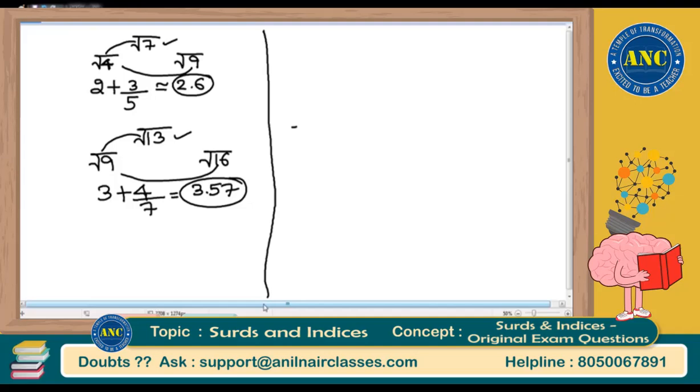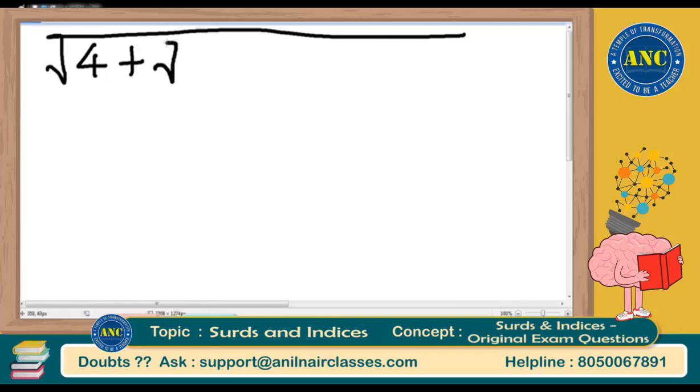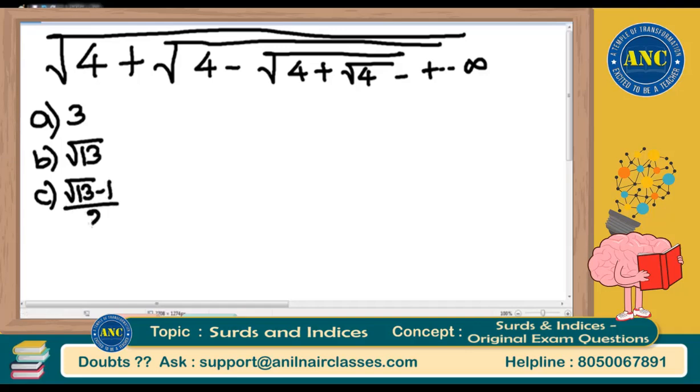Now listen carefully, sir. You are all waiting for a question with alternate signs. A beautiful question on alternate signs: root 4 plus, root 4 minus, root 4 plus, root 4 minus, like that it keeps continuing till infinite terms. Your answer options: the first option is 3, the second option is root 13, the third option is root 13 minus 1 by 2, and the fourth option is root 13 plus 1 by 2.